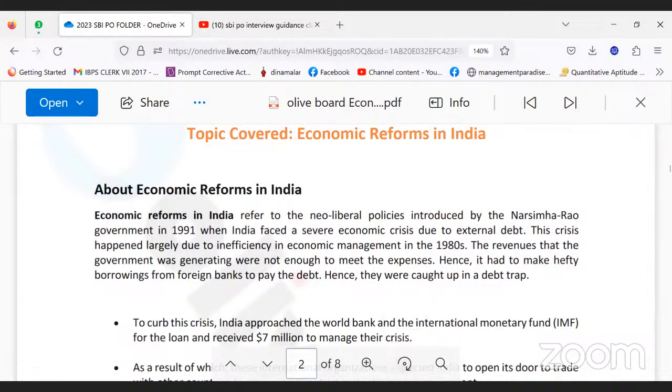Economic reforms in India refer to the neoliberal policies introduced by the Narasimha Rao government in 1991 when India faced. Tiasa, who was Narasimha Rao? I don't know, but I learned about this committee. No, that Narasimham committee is different. It is a committee for banking transactions. This Narasimha Rao was one of our prime ministers, hailing from Andhra Pradesh.